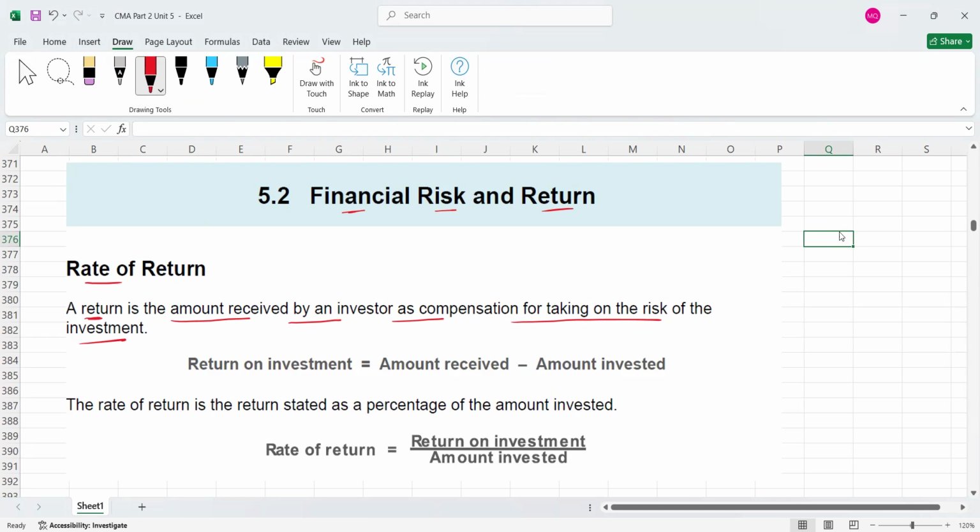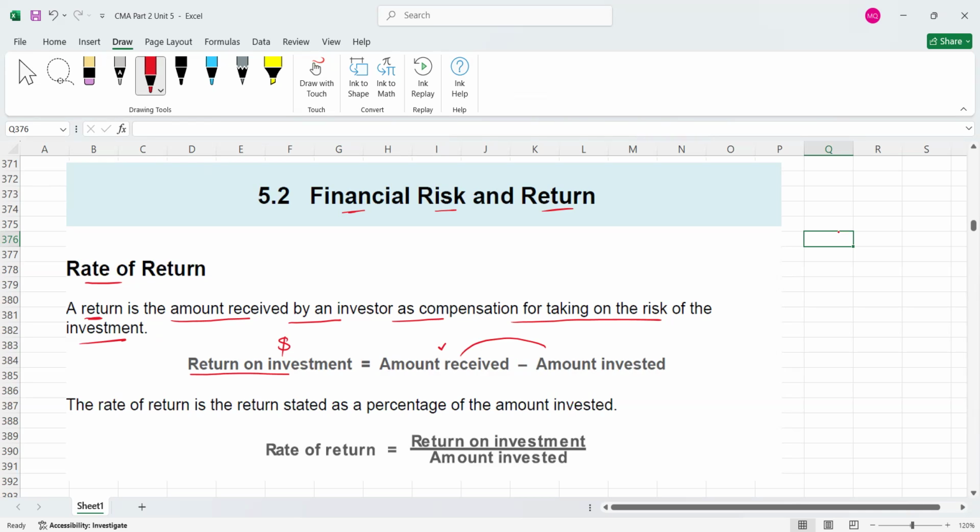One thing is if you want to calculate the return on investment, but this return on investment we are just calculating in dollars. So how will you calculate return on investment? Simply, you will take amount received minus amount invested. The difference of amount received and amount invested is your return on investment in dollars.